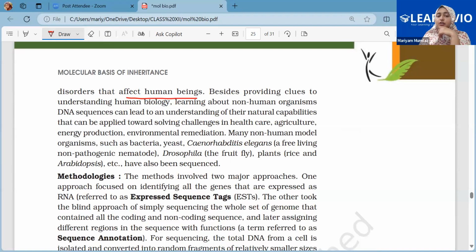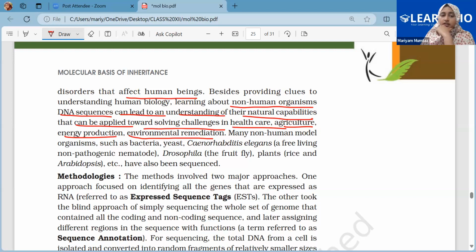Besides providing clues to understand human biology, learning about non-human organisms' DNA sequence can lead to an understanding of their natural capabilities that can be applied towards solving challenges in healthcare, agriculture, energy production, and environmental remediation. Many non-human models, such as bacteria, yeast, Caenorhabditis elegans, that is a free-living, non-pathogenic nematode, Drosophila, that is the fruit fly, and plants such as rice and Arabidopsis, are the non-human models that have had their DNA sequenced. So you should know the examples here.